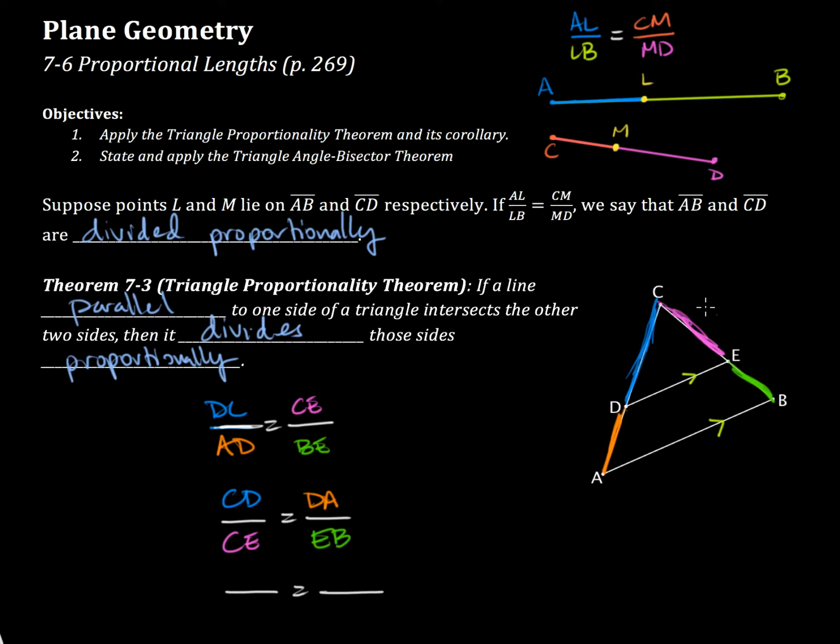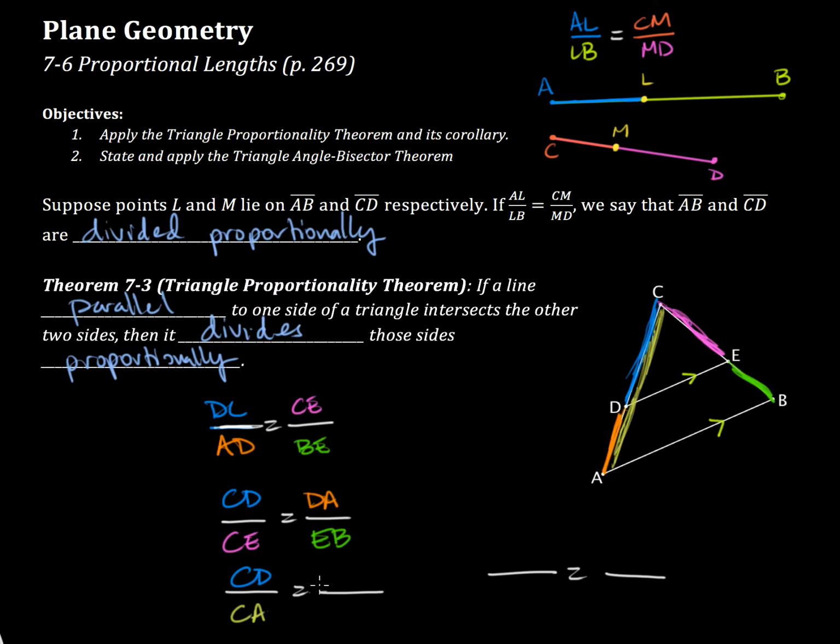So in the first proportion, I took the two segment lengths on the left side of this triangle, CD and DA, and put them together along with the two segment lengths on the right side. In this proportion, I took the two segment lengths on the top and paired them with the ones on the bottom, CD and CE, set equal to DA and EB. There are two more, so let me make another proportion. I can take CD and pair it with CA.